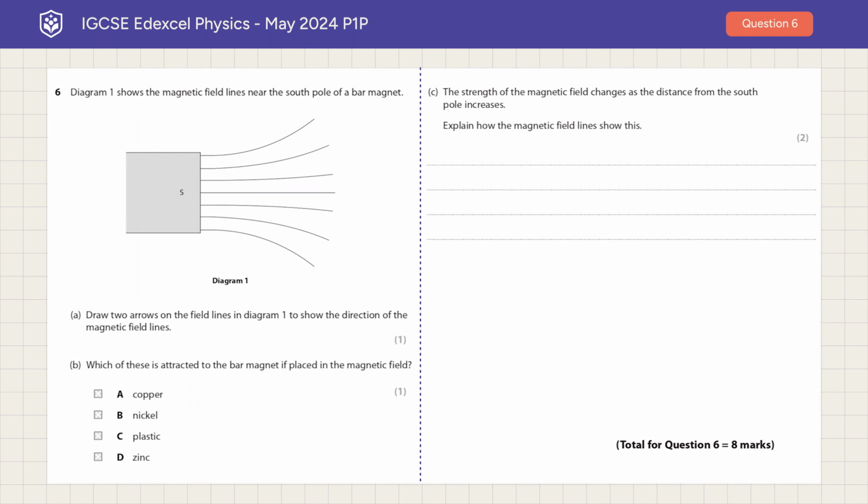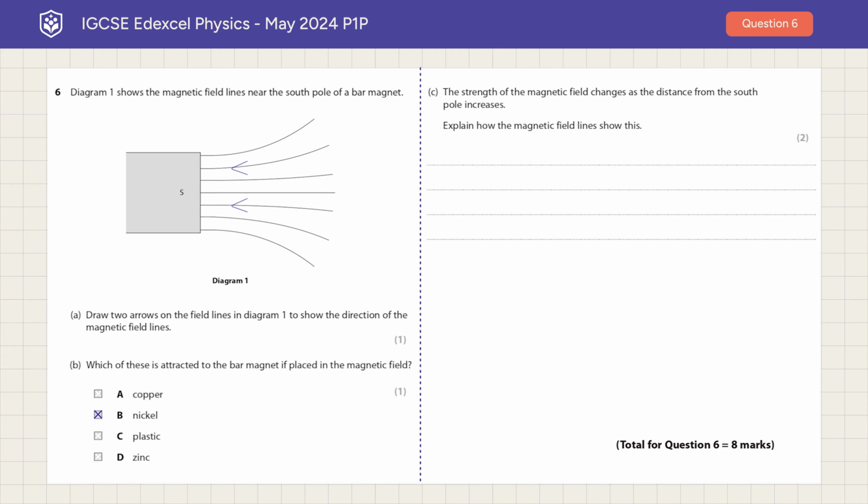Now, question 6 is all about magnetism. Part A is on the diagram, where you draw arrows on the field lines pointing into the South Pole. Part B asks which material is attracted to the magnet, and the answer is nickel, as it's one of the few magnetic materials.